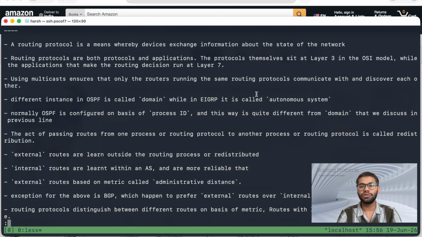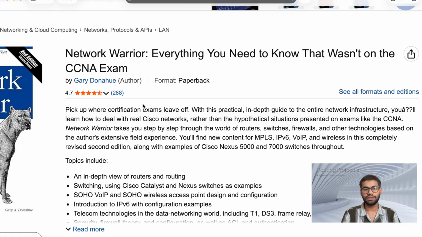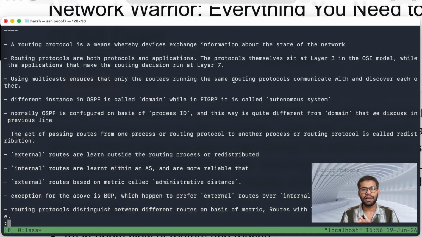But first, for those who don't know, we are covering this book. This book is called Network Warrior: Everything You Need to Know That Was Not on the CCNA Exam by Gary Donahue. It's quite a nice book and covers and outlines most of the things. I only share the points that I feel need to be told because they're not commonly known. So, for example, starting from the definition itself, what is a routing protocol?